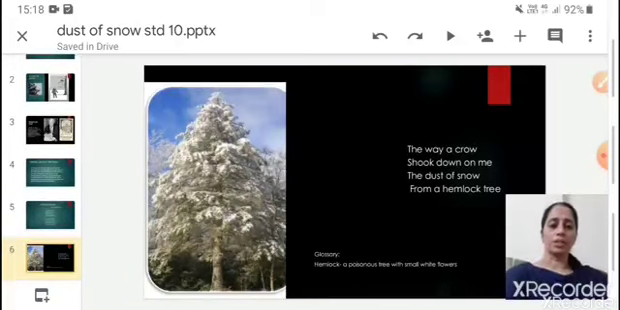Okay, so now let's take the first stanza. This photograph that I have for you all is of a hemlock tree. It's a coniferous tree as we can see. And hemlock is supposed to be a poisonous tree with white flowers. So let me explain the first stanza to you all. The way a crow shook down on me the dust of snow from a hemlock tree.